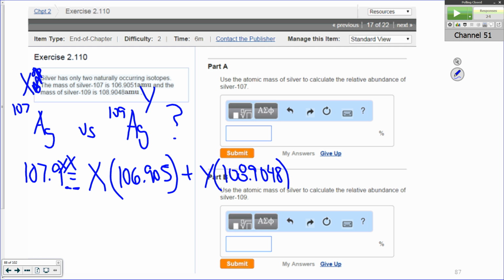If you've got two unknowns, can you solve that with one equation? What does it take to solve that mathematically? You have to have a second equation. The number of equations has to equal the number of unknowns, the variables in the system. Here my variables are X and Y. Can you think of a relationship between X and Y?